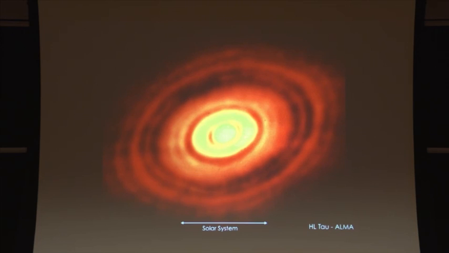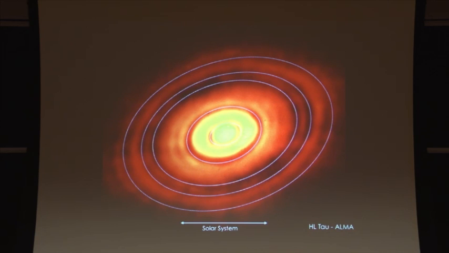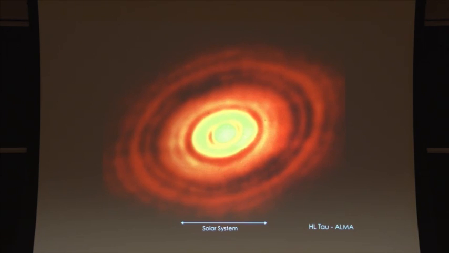So I wanted to show you this image to put this talk in context. This is 1 million years old, and you know that planets may be forming in these areas or may have formed in this area. What we are seeing here is primordial gas and primordial dust, coming from the molecular cloud out of which the star was born.